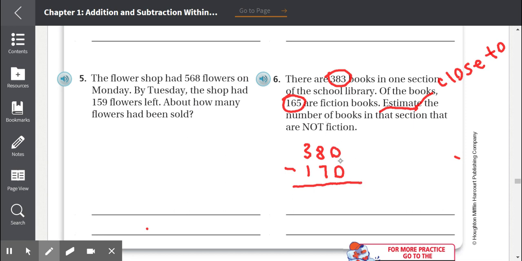So 0 minus 0 is 0. We start with the ones place. In the tens place, 8 minus 7 is 1. 3 minus 1 is 2. So about how many books in that section are not fiction? About 210 are not fiction.